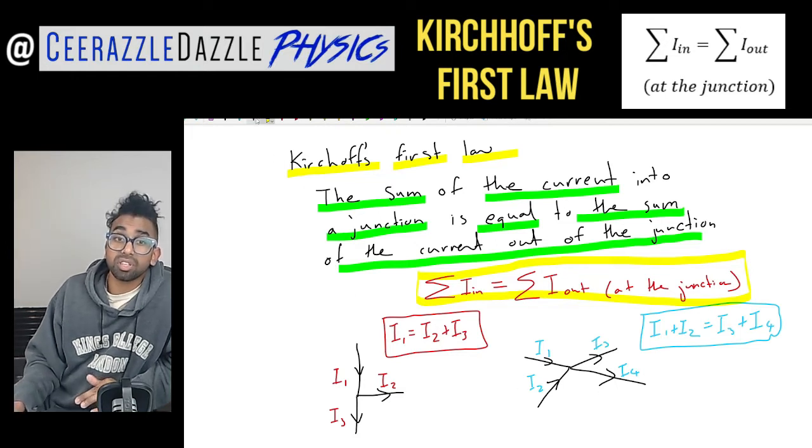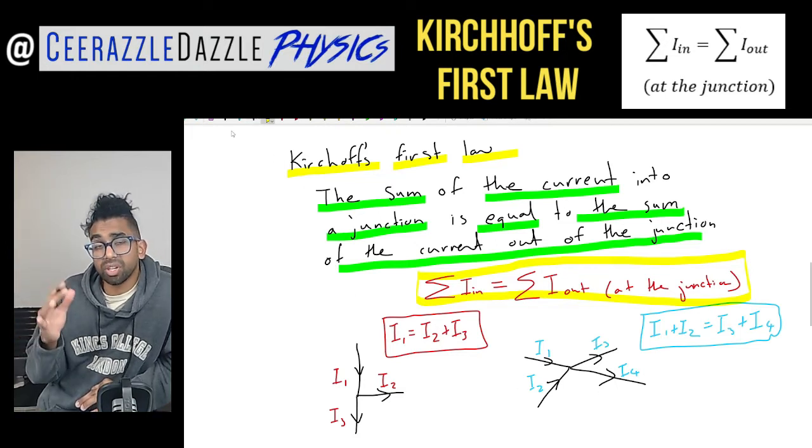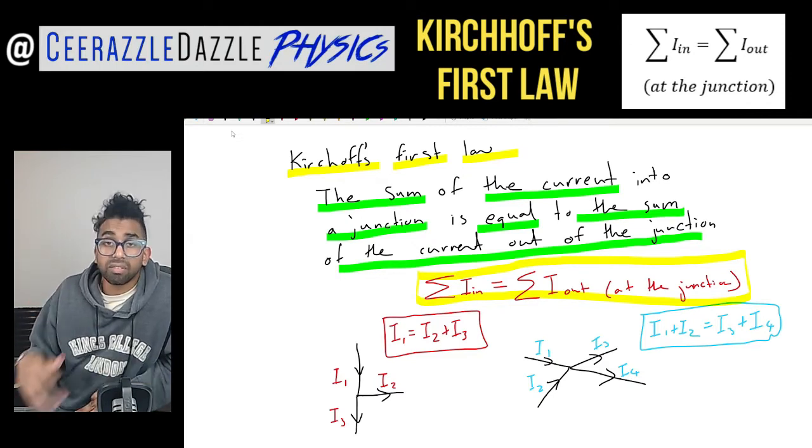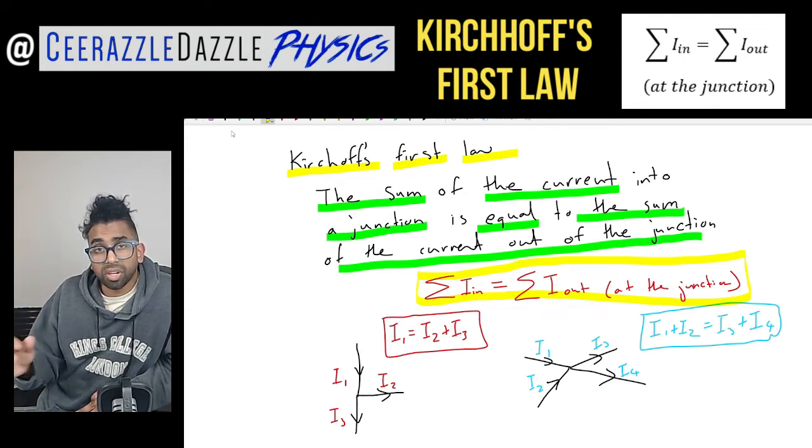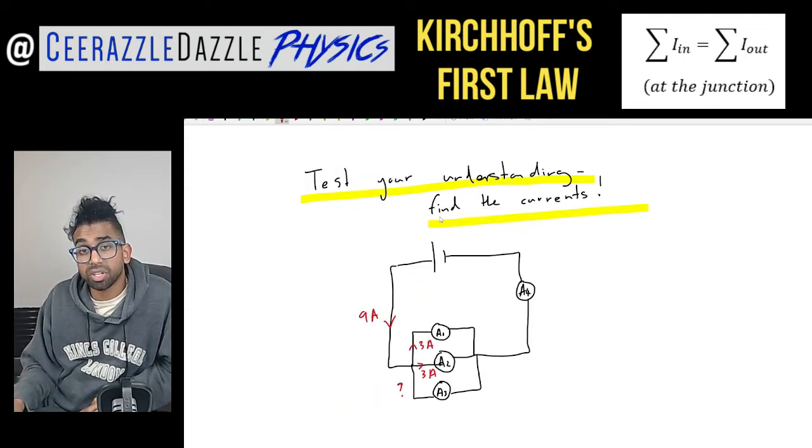So as long as I know Kirchhoff's first law, the sum of the current going into a junction is equal to the sum of the current going out of the junction, we're fine. Easy stuff. Okay, let's test our understanding with the following example.